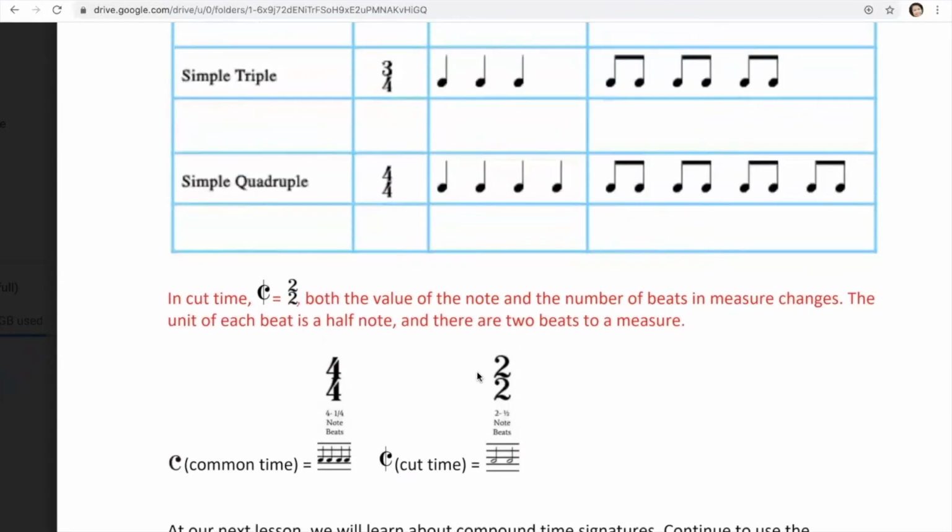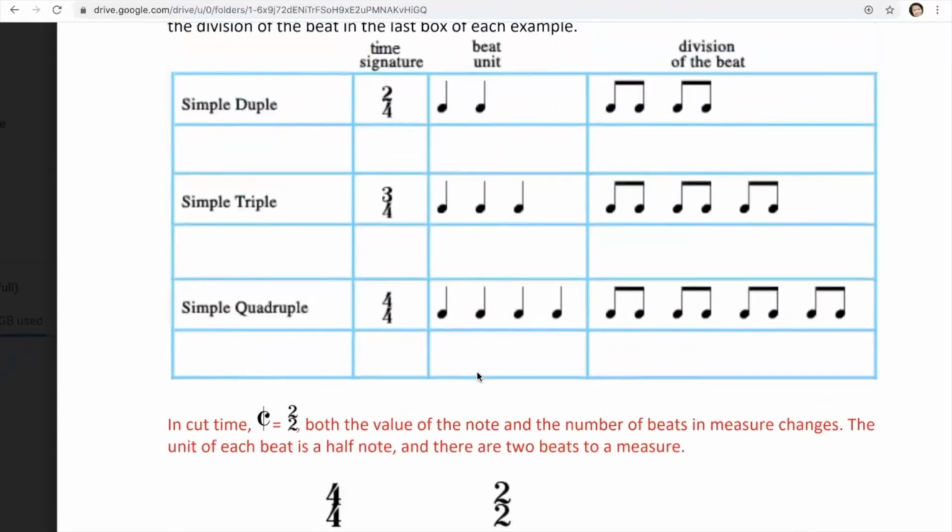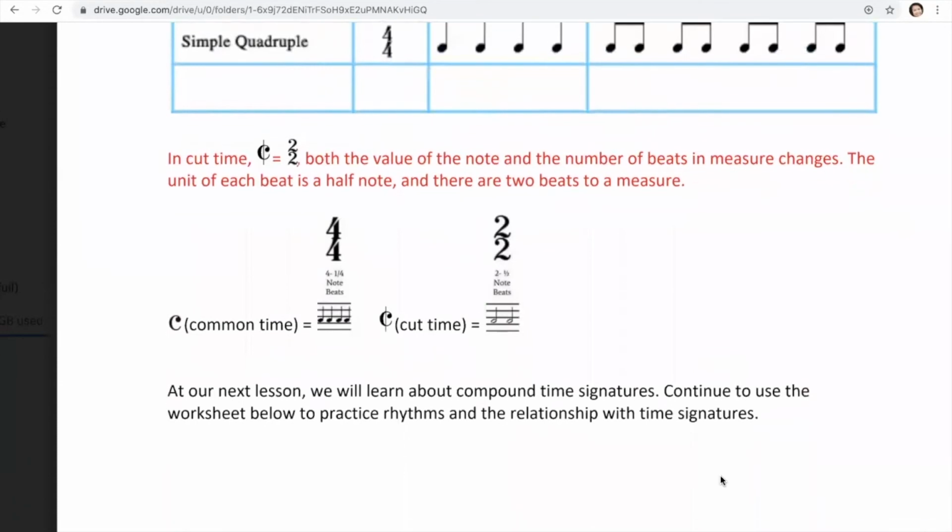These are the most commonly used time signatures in music. In our next lesson, we will go over compound time signatures. Later on, in another music theory lesson during our intermediate lessons, we will learn about more complex time signatures. But for right now, we will stick with the basics: simple time signatures and compound time signatures.